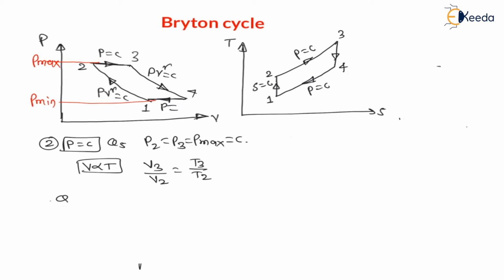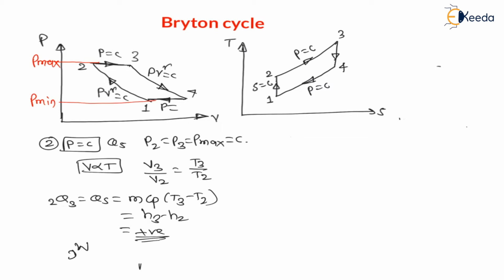And heat of this process, heat 2 to 3, is nothing but heat supplied to the process, right? Heat of this process 2 to 3 is heat supplied to the system, which is nothing but, at constant pressure, whenever heat is supplied, it is mCp temperature difference, that is mCp (T3 minus T2). This is the heat, and mCpT is nothing but enthalpy. Therefore, it is H3 minus H2. Right. Now, my dear students, here this answer will be positive because it is heat supplied to the system. And for this process, work 2 to 3 will be equal to 0 because it is a constant pressure process.